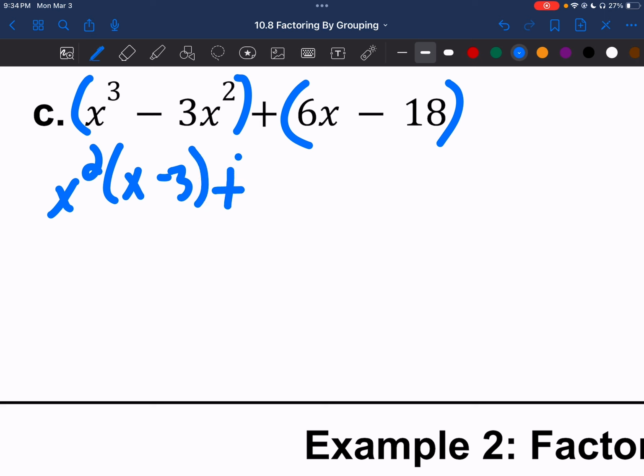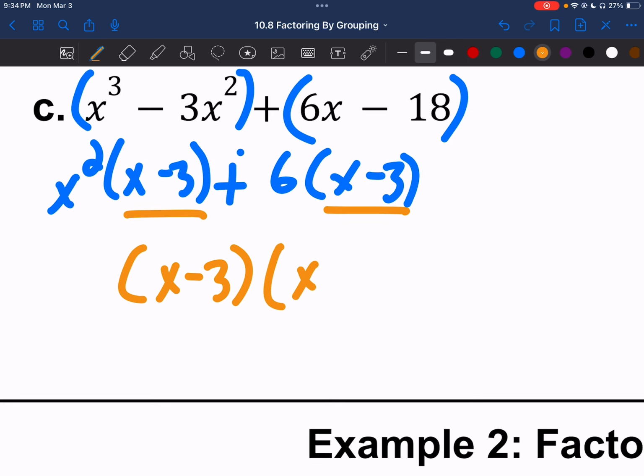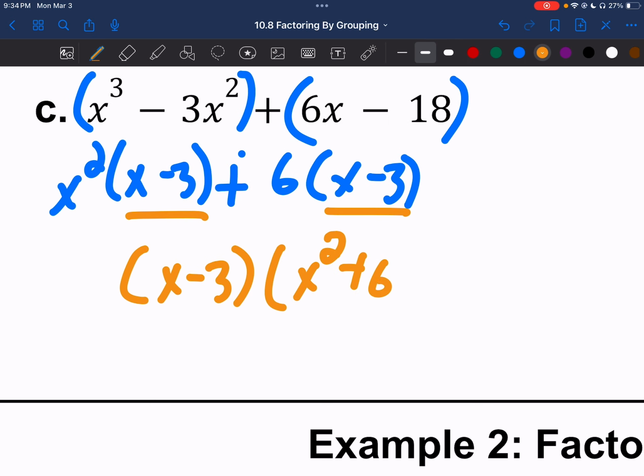plus we've got 6x minus 18. Common factor is a 6, and we're left with x minus 3. And x minus 3 is my common term that I can bring out in the grouping. And we're left with x squared plus 6.